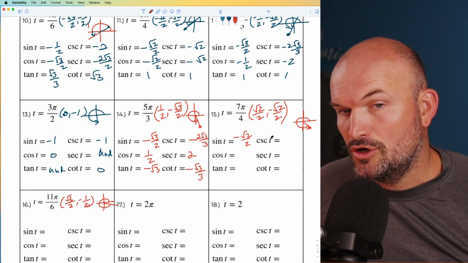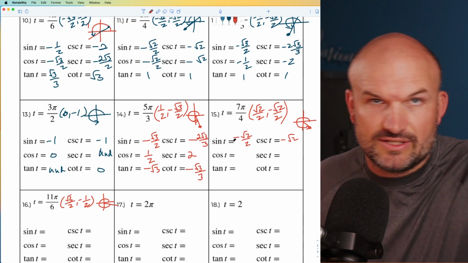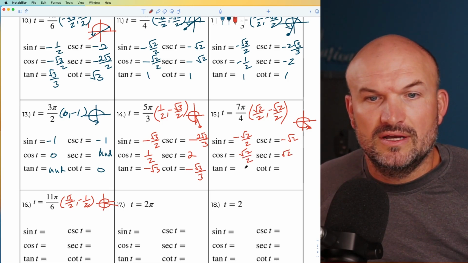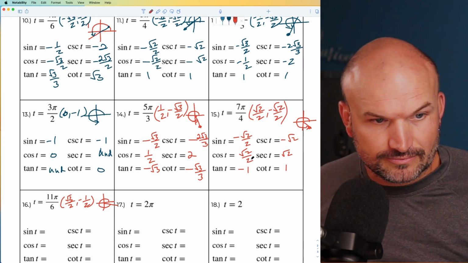Cosecant is going to be 1 over negative square root of 2 over 2, which is going to just be negative square root of 2, right? And notice those both have to be negative, right? Because they're dealing with the y-coordinate. Cosine is going to be square root of 2 over 2. Secant is going to be square root of 2. Tangent is going to be negative 1. And cotangent is going to be a positive 1.